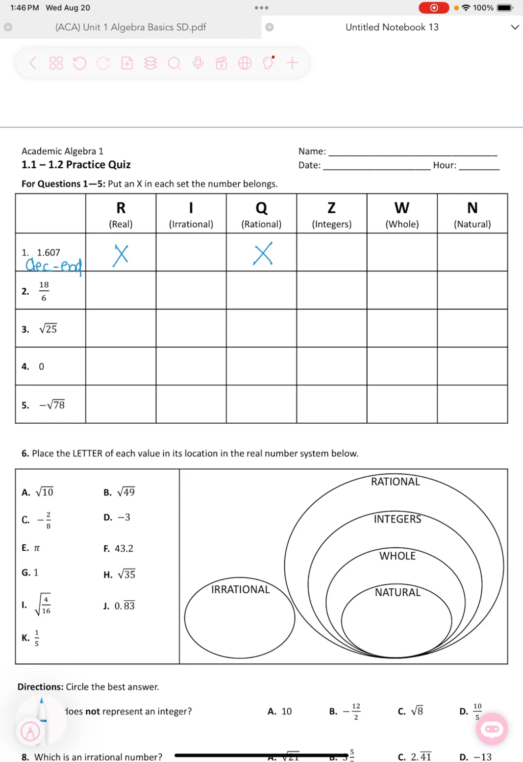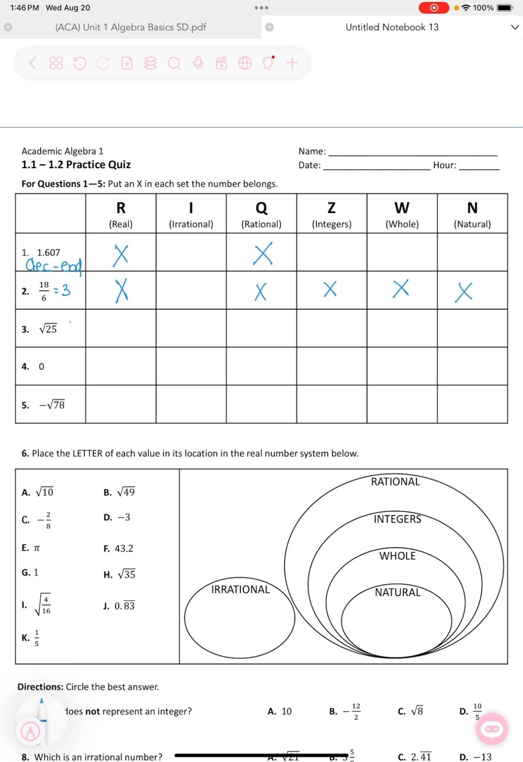Okay, the next one is 18 divided by 6, which is 3. We know that that is a real number. It is also a rational number. It is a nice number, so it's an integer. It's a whole number because it's greater than 0, and it's a natural number because it's greater than 1. So it's going to fit all of those things.